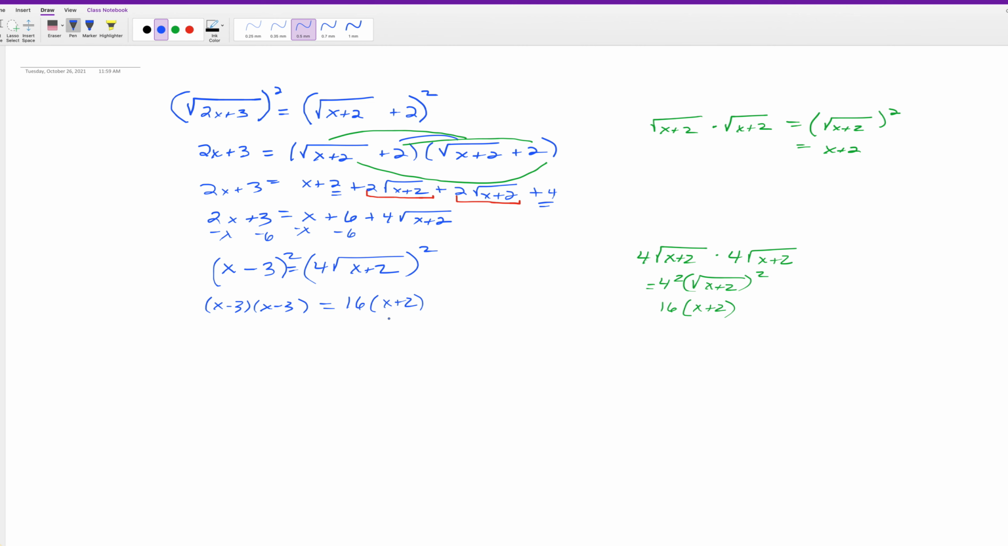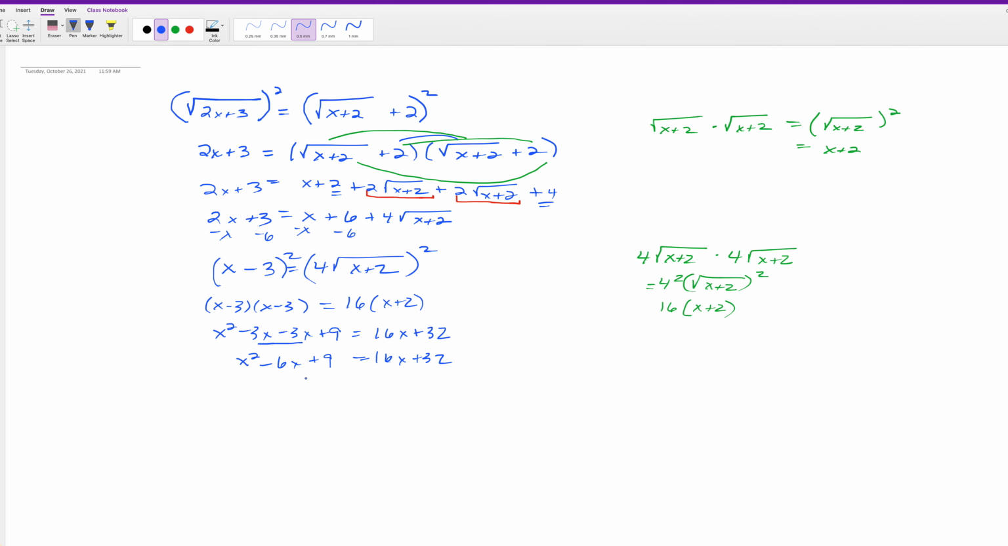So now I'm just going to clear these parentheses and see what I have. So x times x equals x squared. Outside will give me minus 3x. Inside will also give me minus 3x. Negative 3 times itself is a positive 9. Distributing the 16 on the right gives me 16x plus 32. Collecting like terms on the left, I can combine these guys. So this is x squared minus 6x plus 9 equals 16x plus 32. I have a quadratic.